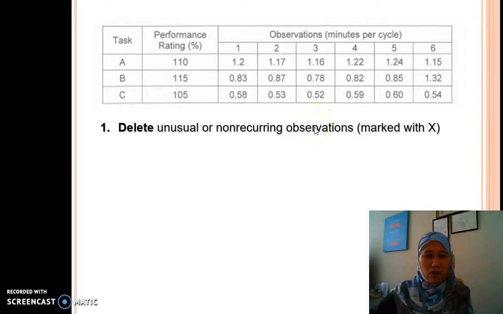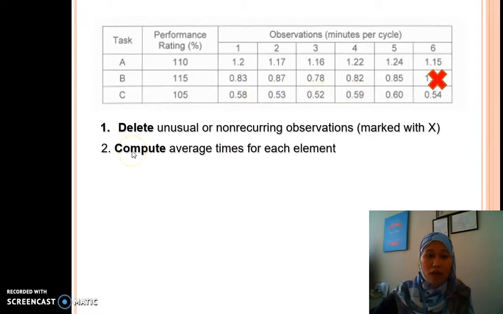Okay, so the first step, we need to look at the observation time and delete any unusual or non-recurring observation that is outside the normal range. Okay, so we look for the job or the task A. We can see that all the observation time is quite normal, and then for task B, there's an abnormal observation here. Suddenly it shoots up to 1.32, so we need to eliminate this. And then for task C, it seems okay.